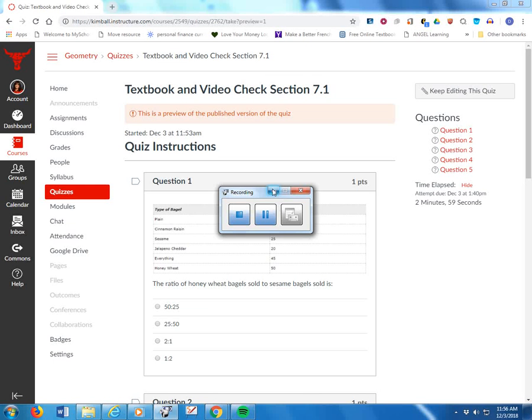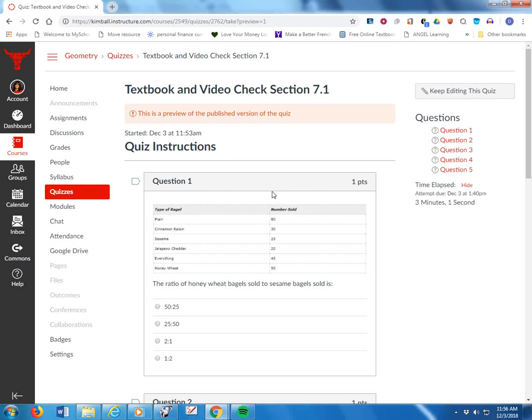This chapter is on similar polygons and similar triangles, so we're going to do a lot of ratios and proportions. I decided to throw in the first section to just be a review of ratios and proportions. So hopefully this is all review, and it's nothing you haven't seen before.